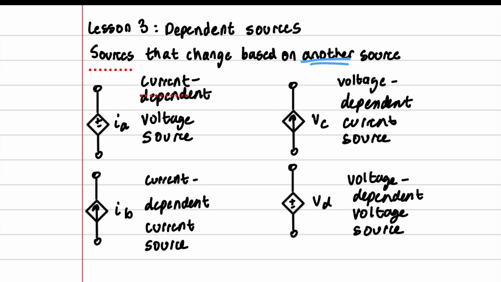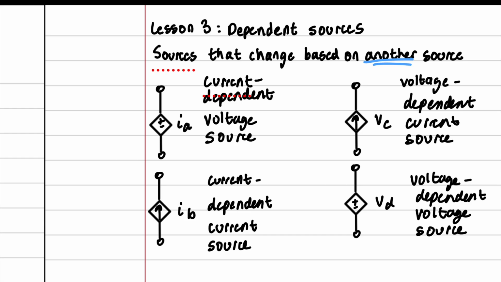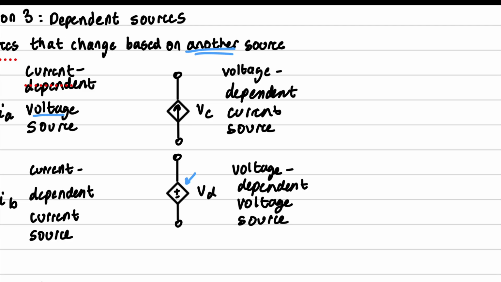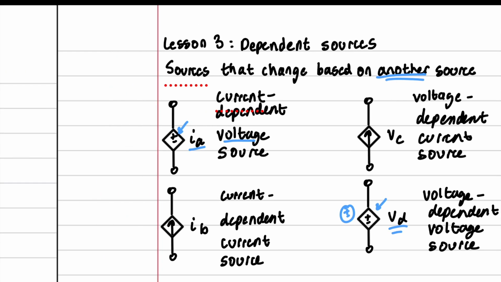We have four different types of dependent sources. We have a current dependent voltage source, and it's a voltage source because we have the plus minus inside the little square diamond thing. And here's the counterpart of it, a voltage dependent voltage source. So it depends on VD, but it's treated as a voltage source. And this one is dependent on a current IA, but it is treated as a voltage source.